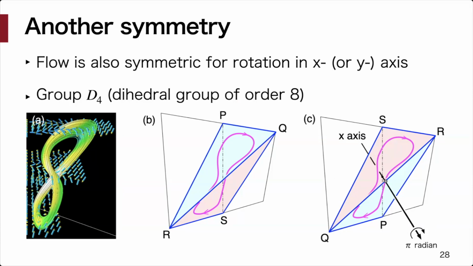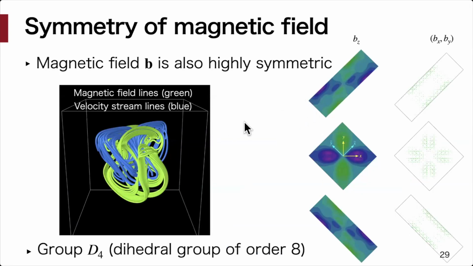So from the combination of the 2 horizontal symmetries and the 2 vertical symmetries of rotations, we get various compositions of these transformations, and I have noticed that all of these symmetries form a group, D4, the dihedral group of order 8. So there are 8 elements of symmetries for this velocity field. And as for the magnetic field, it also has a very highly symmetric structure. I do not have time to explain the detail, but the magnetic field also has the dihedral group symmetry.